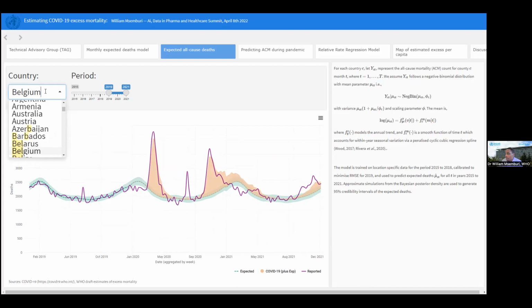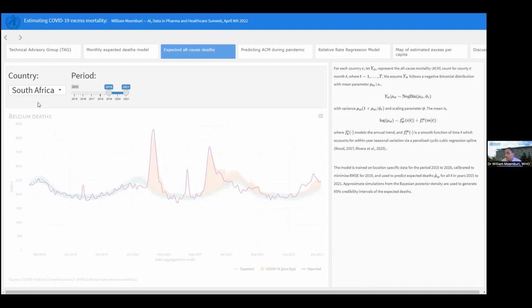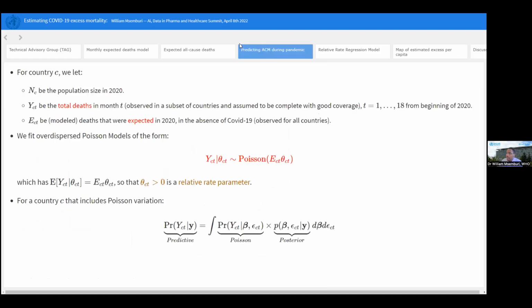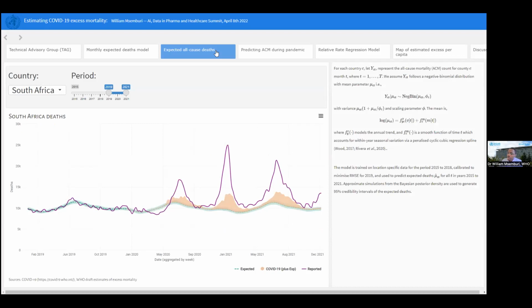So this is an example. We can do something similar, say, for South Africa. And you can see the reason why we rely on excess mortality is that there can be a very significant difference between what has been reported and the expected number. So if we just use the reported numbers, we can significantly undercount the true impact of the pandemic.